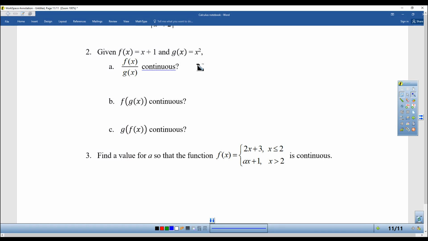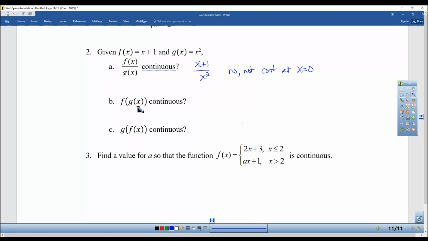So let's rewrite these. They're saying, is x plus 1 over x squared continuous? No. Again, the denominator issue. No, it is not continuous at x is equal to 0. So x is equal to 0 would be called a point of discontinuity.